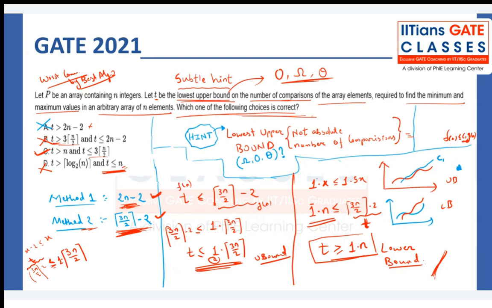Similarly, for the lower bound, we can say that any number is less than 1.5 times that number, right? So that's what we do here. 1 into n, so x is replaced by n, and it is less than or equal to 3n by 2 minus 2, which is your bound on the comparisons in this case. That's how we found our lower bound.